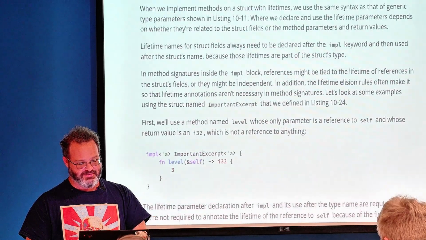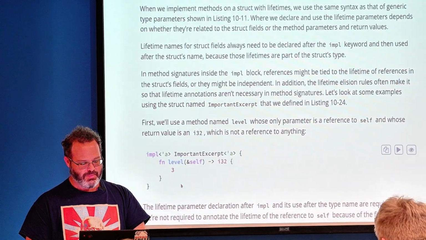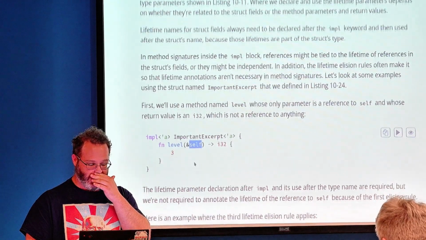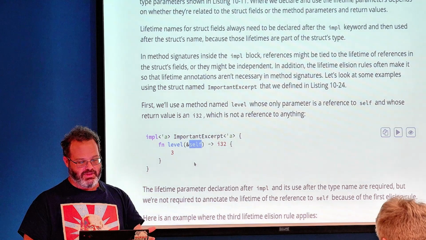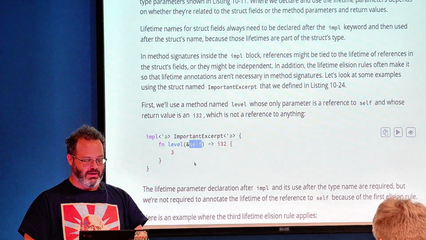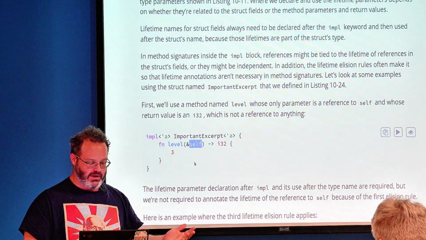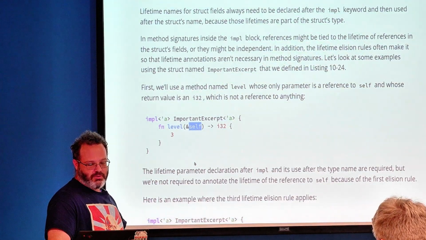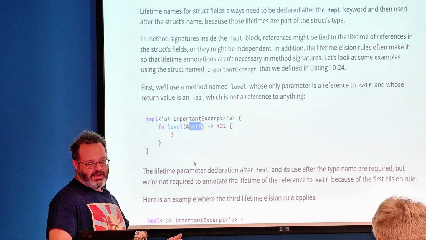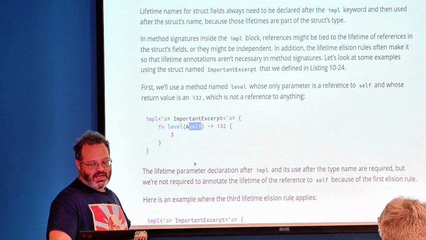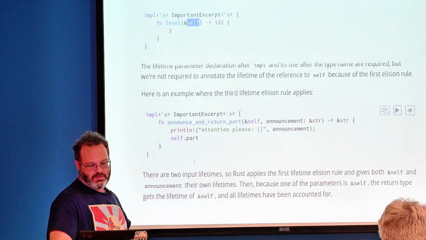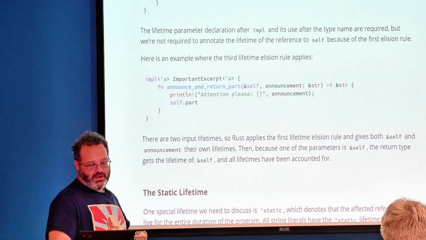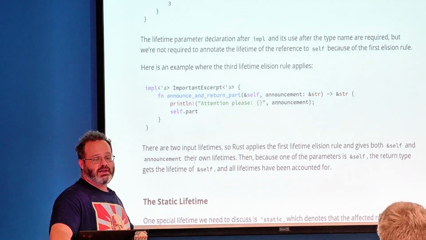Lifetime annotations and method definitions. OK, so now we have a method, and it takes a reference to self, and it's returning an i32. And we have this impl over 'a, and it's over ImportantExcerpt of 'a, right? So we're saying create an implementation over ImportantExcerpt of 'a, and it has a function, and I'm taking self, and I'm returning an i32.